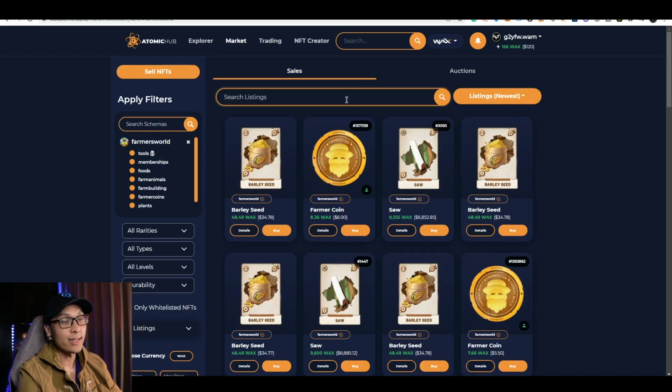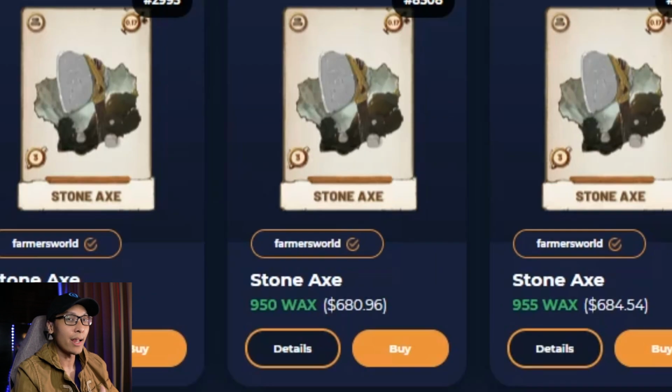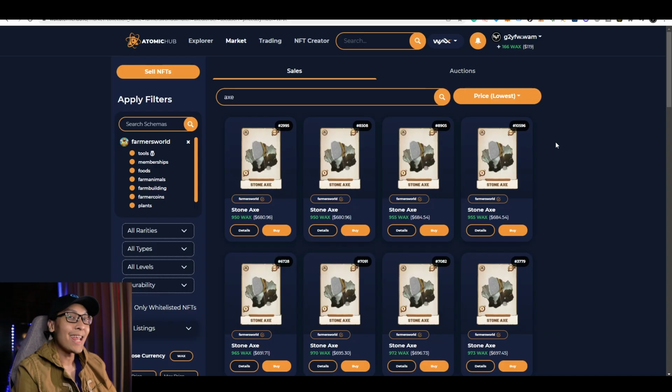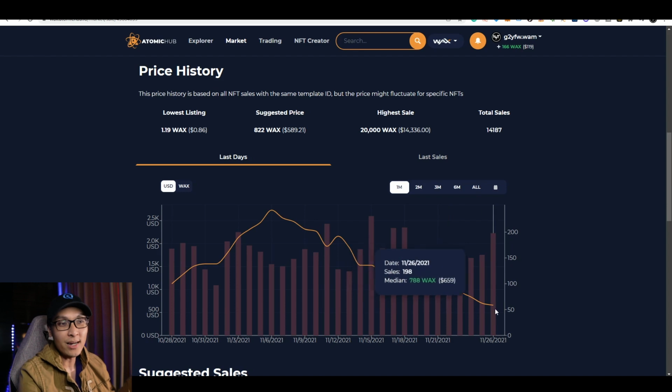If you are watching this and you are new, I would prefer for you to start with the Stone Axe. As you can see over here, the price of the Stone Axe currently is about $680, compared to $1,800 just a few days ago. You probably realized that in my previous video, the cost of the Stone Axe was about $1,200, and right now it is only about $659. As you can see from the chart over here, the red bar means the number of sales, and the longer the bar is, the more sales there were on that particular day.